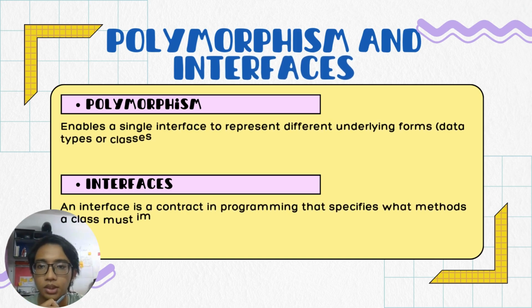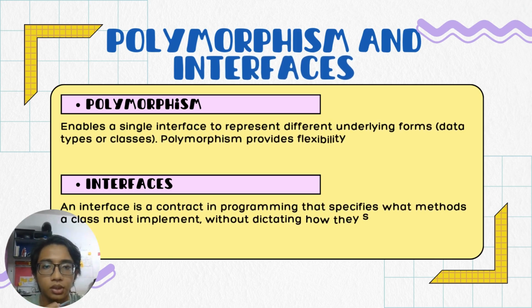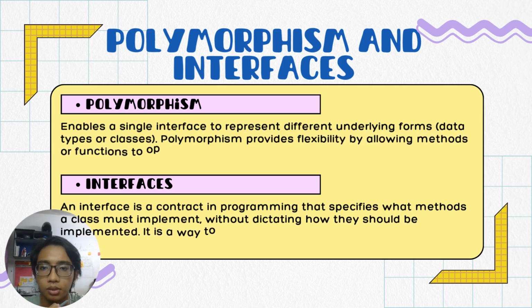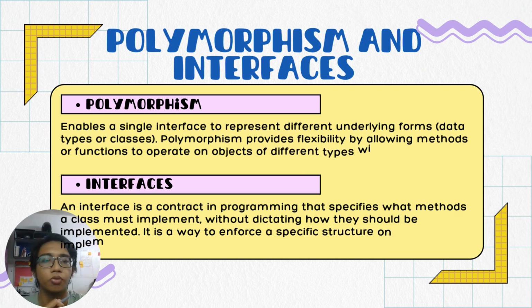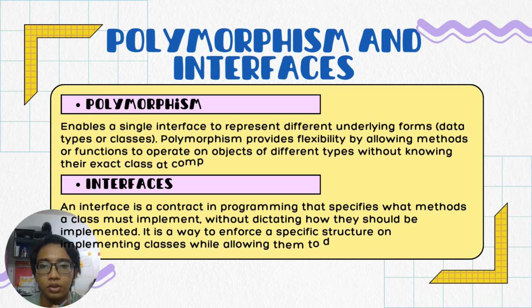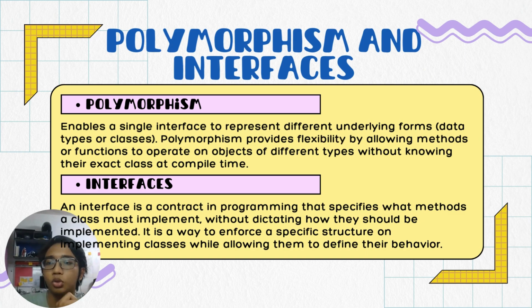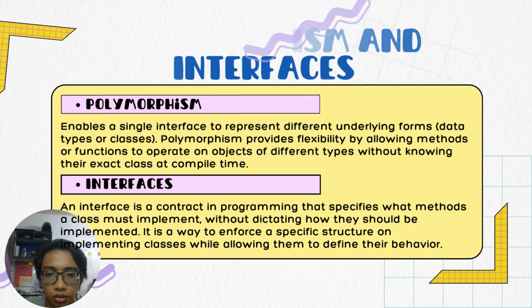I'm going to continue with polymorphism and interfaces. Polymorphism basically enables a single interface to represent different underlying forms, data types, or classes. It provides flexibility by allowing methods and functions to operate on objects of different types without knowing their exact class. Meanwhile, an interface is a contract in programming that specifies what methods a class must implement without dictating how they should be implemented. It is a way to enforce a specific structure on implementing classes while allowing them to define their behavior.